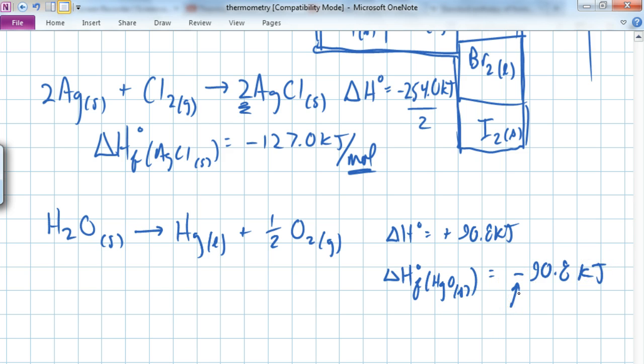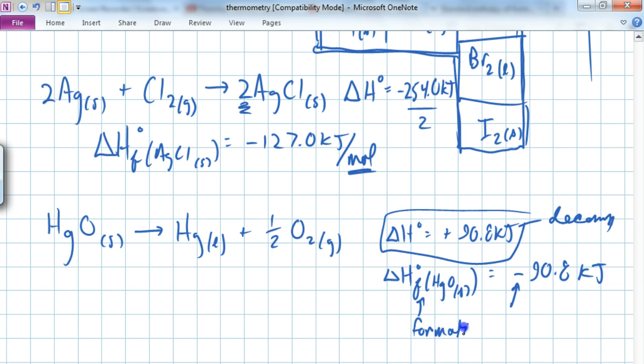Why is it negative? Remember that the decomposition of, sorry, this should have said mercury oxide. The decomposition of mercury oxide absorbed heat energy. Well, remember, we're talking about the formation. So this is for the decomposition. But what we're interested in here is the formation. Okay, so that's the basic idea of heat of formation.